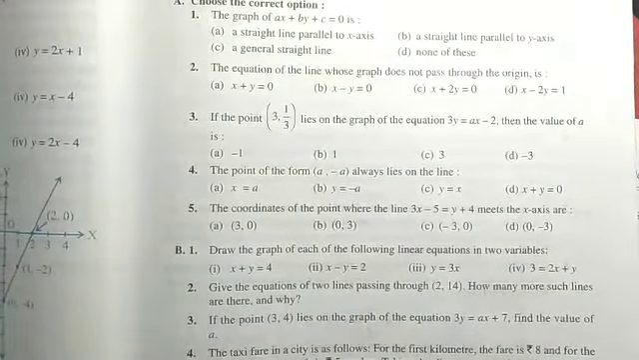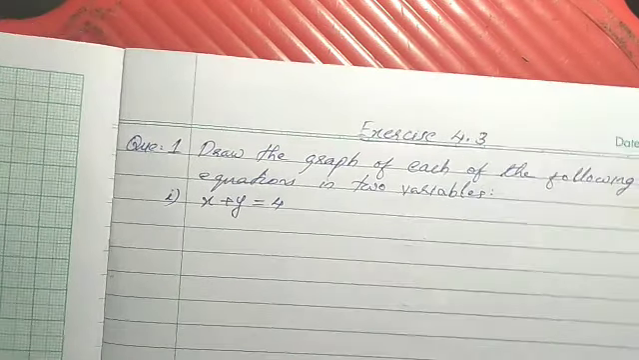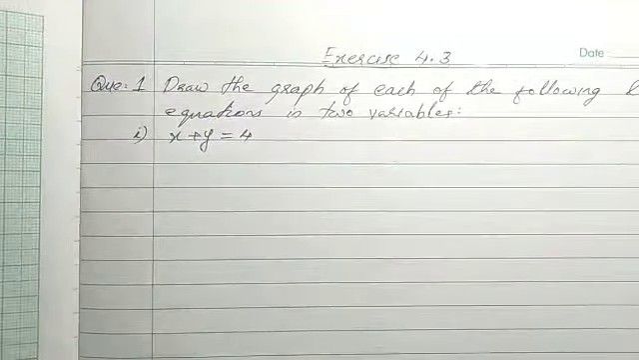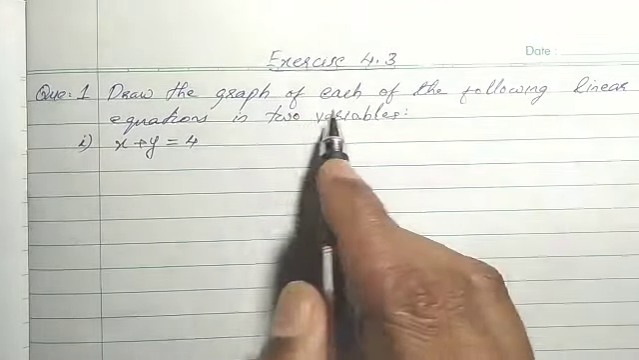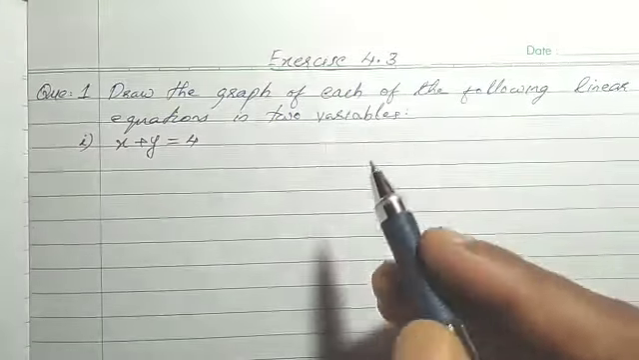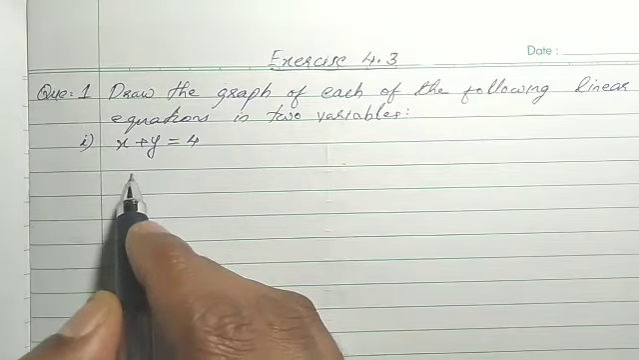This graph we have to draw on a graph paper. So first you have to take your graph book and write the question. Exercise 4.3, question number 1. Draw the graph of each of the following linear equations in two variables. Question number 1, I will show you. Remaining questions you have to do by yourself.